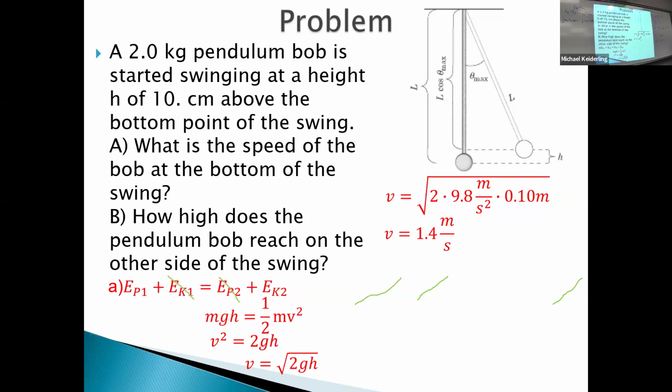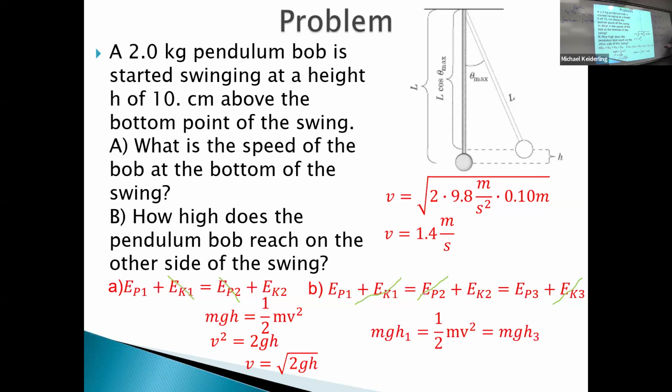Now for the height at the other side of the swing, well, potential energy initial equals kinetic energy in the middle, which equals potential energy at the other end of the swing. So mgh1 equals mgh3, h1 equals h3, which is 10 centimeters. The height will be the same. The pendulum swings back up to the same height it reached on the far side.